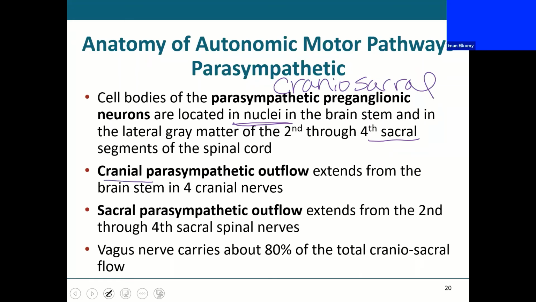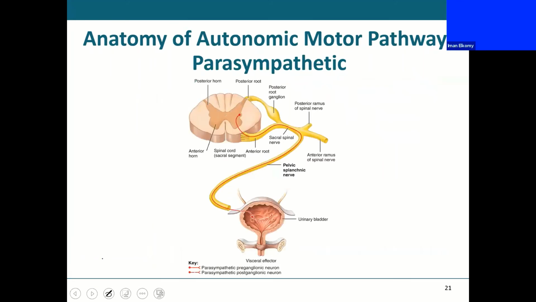We learned that the cranial parasympathetic outflow goes through four cranial nerves, remember? The oculomotor, the facial, and the main one was the vagus. And the sacral parasympathetic outflow comes from the sacral spinal nerves. We talked about how the vagus nerve carries 80% of your craniosacral outflow, meaning the vagus nerve carries 80% of your parasympathetic neurons. That's huge, right? That's why I like the vagus so much, because you can get so much control out of that thing.